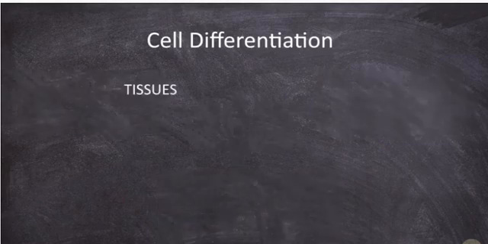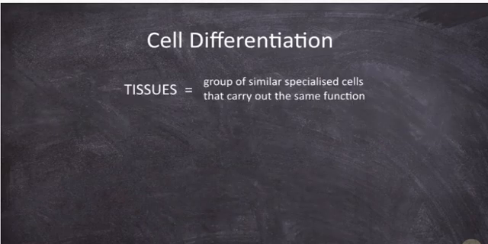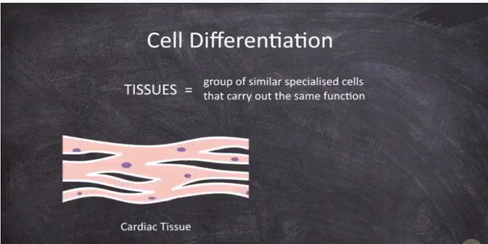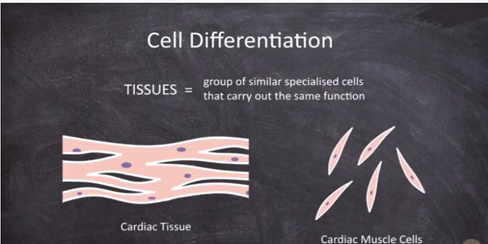Tissues are groups of similar specialized cells that carry out the same function. As they are made of multiple cells, they are only found in multicellular organisms. An example would be cardiac tissue. Cardiac tissue is formed from multiple cardiac muscle cells that work together to contract and pump the heart.